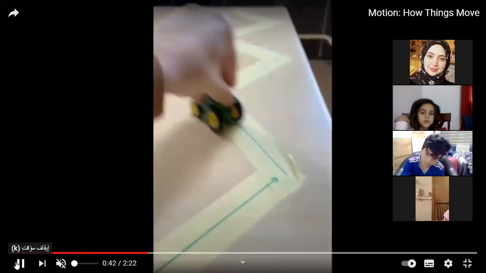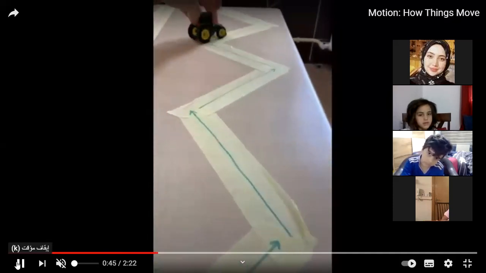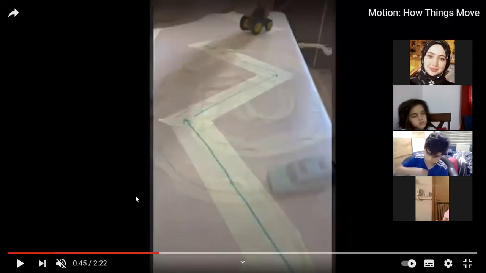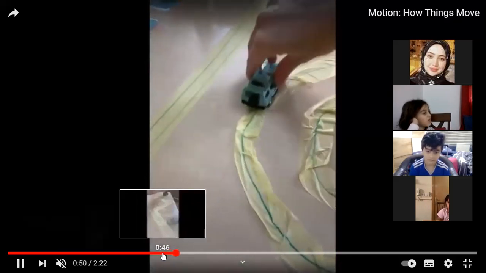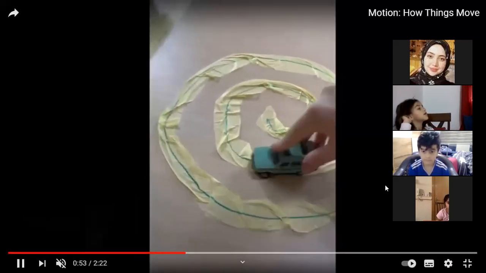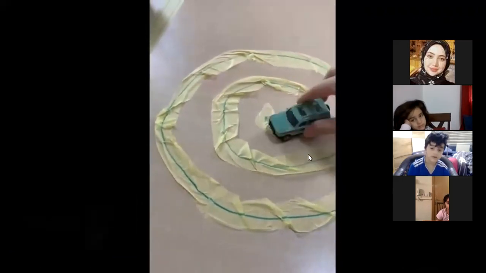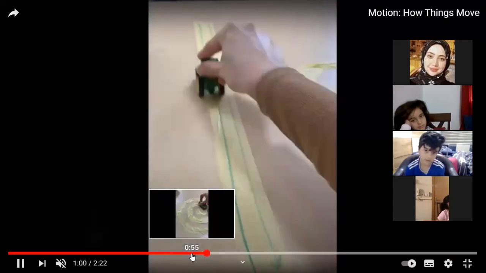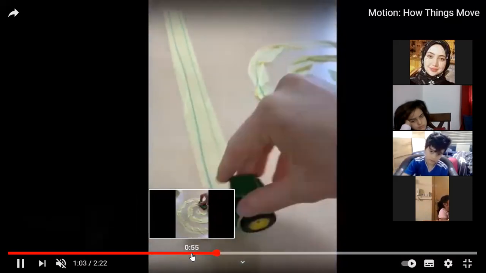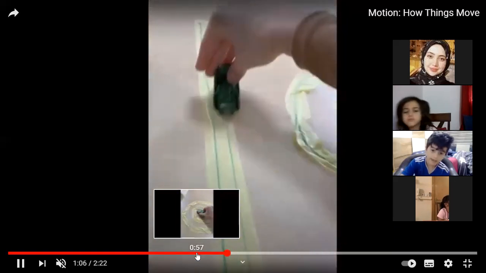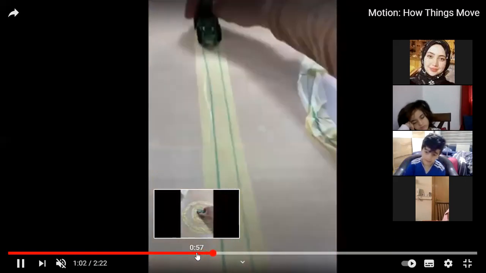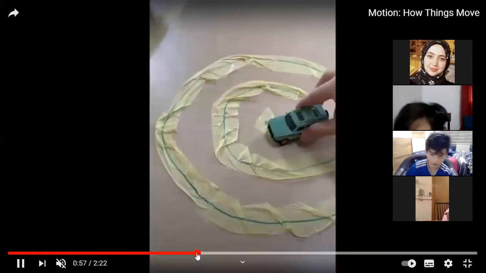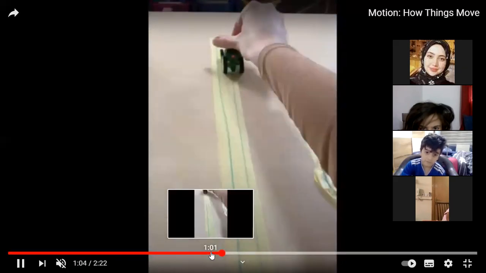The next one, what do we call this? Zigzag. Bravo. The next one. Round and round. Bravo. Amir, the next one. Back and? Back and forth. Back and forth. One more time. Back and forth. Bravo.